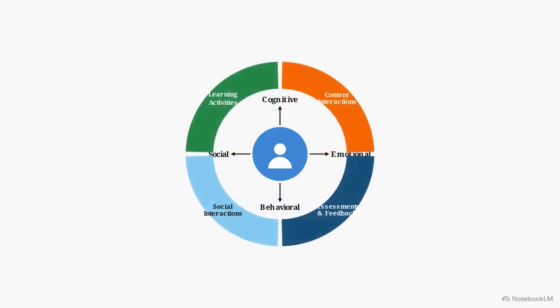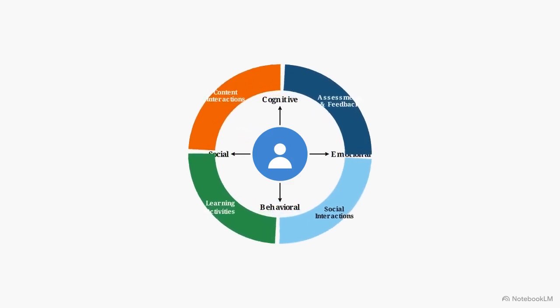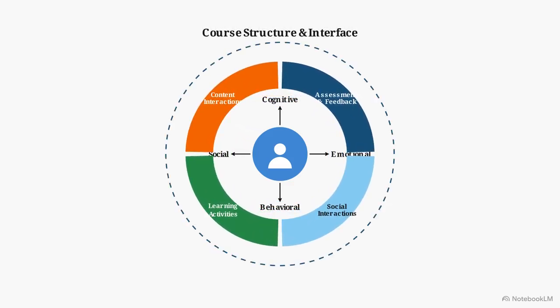We will build this environment layer by layer. We begin at the very center, the learner's internal state, and work our way outward to the course interface. By visualizing course design as a series of integrated rings instead of a straight line, we can engineer an environment designed to dynamically sustain human attention.